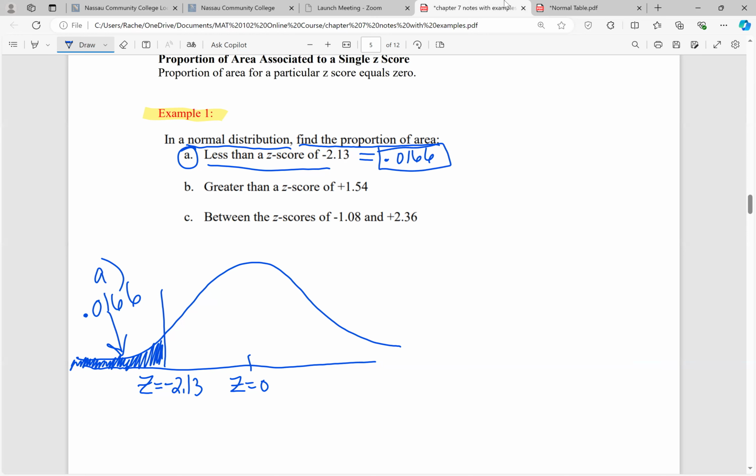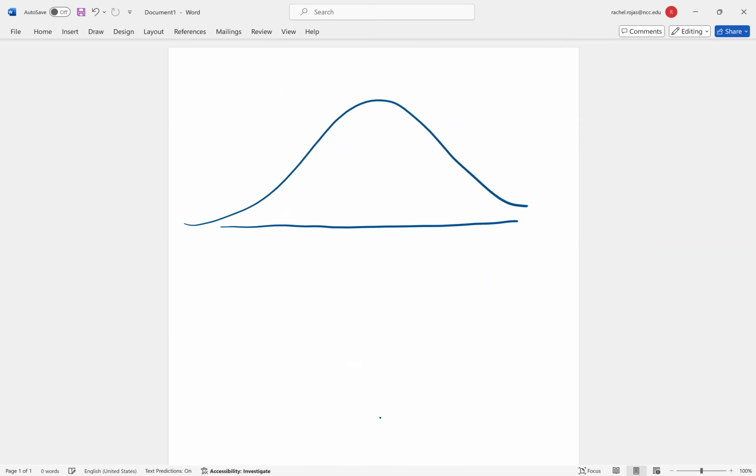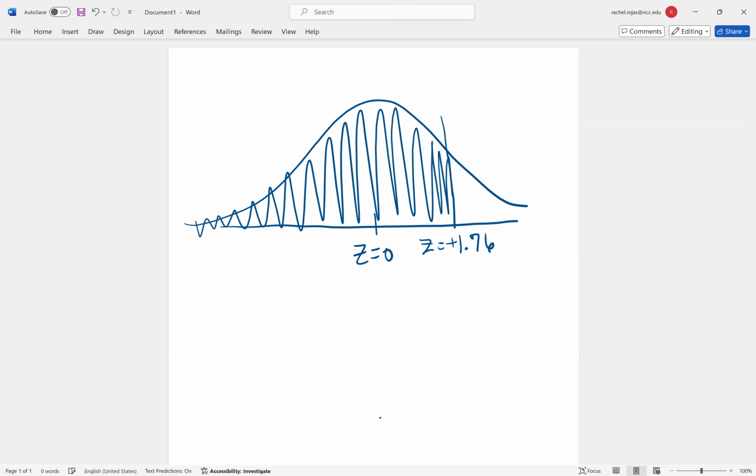So before we go to part B, let me give you another example. Let me make up another one. I'm going to go to the whiteboard. What if I wanted you guys to find the area to the left of a z-score equal to positive 1.76. So what if I wanted this shaded area under this continuous curve, the area to the left of a z-score of positive 1.76?